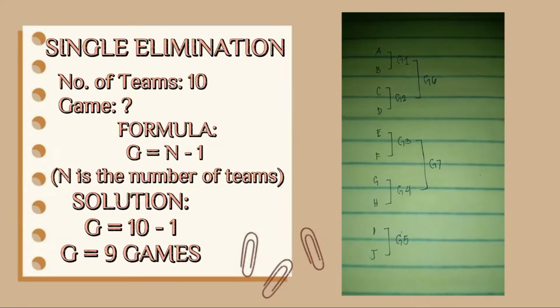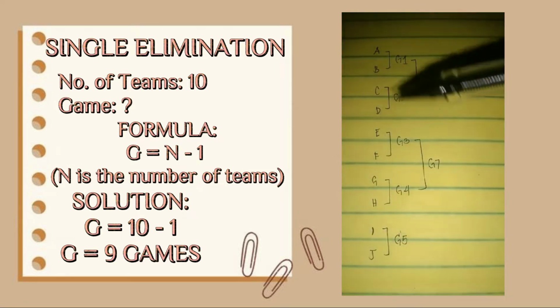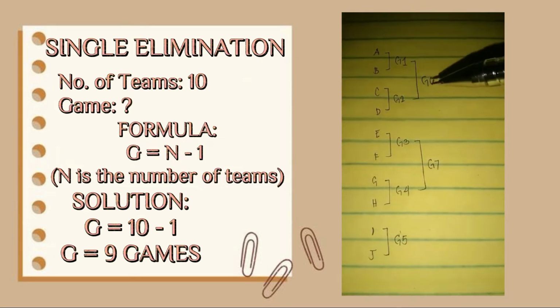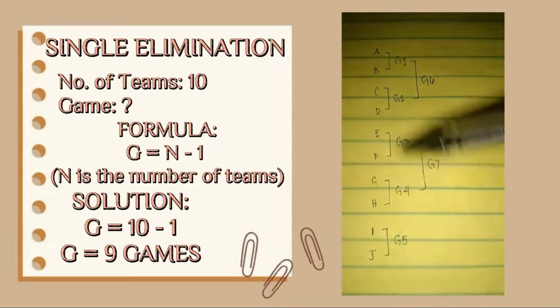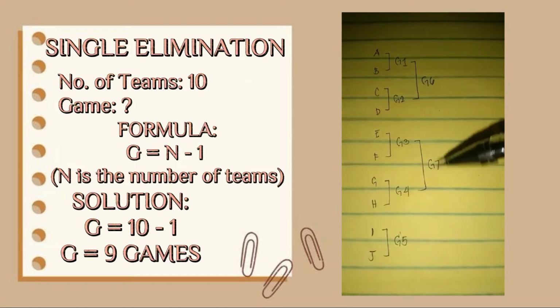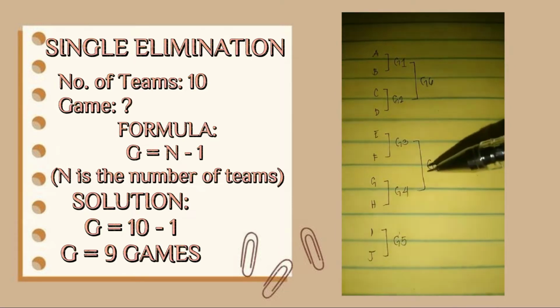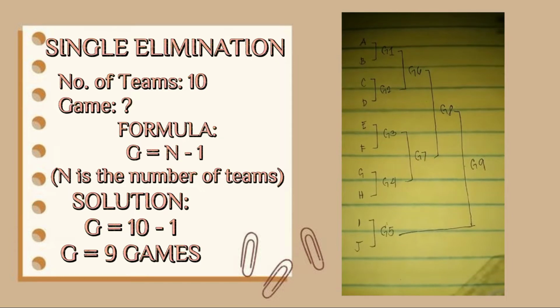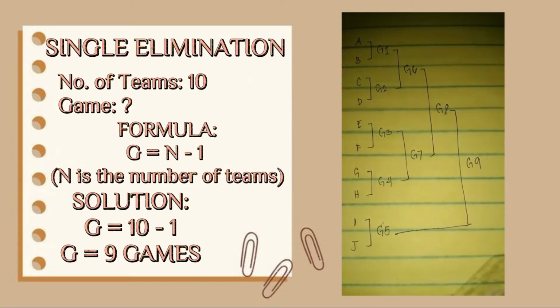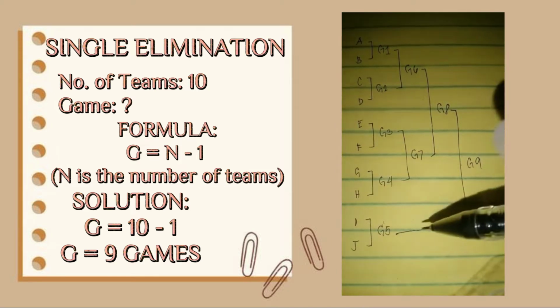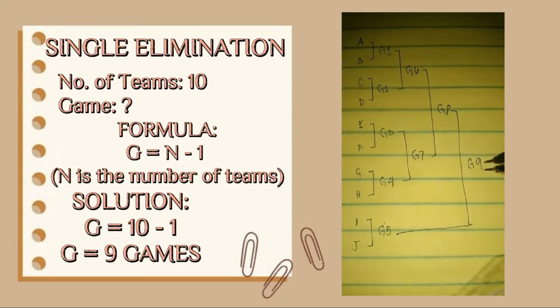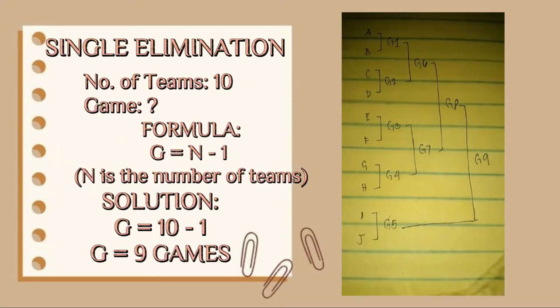Now, whoever won from this team and this team will proceed to game 6. And it will be the same here at game 7. Now, it's for game 8. So let's connect game number 6 and game 7. The teams who won from game 6 and game 7 will proceed to game 8. And game 8 will compete against game 5, which leads to game 9, which is the final game. And that's how I learned to use the map.